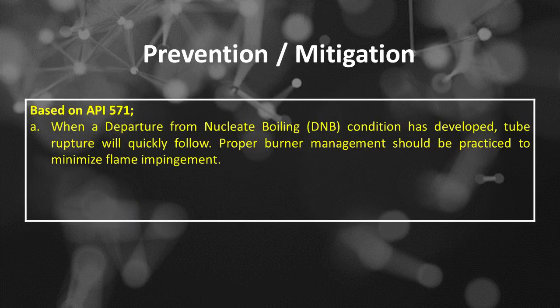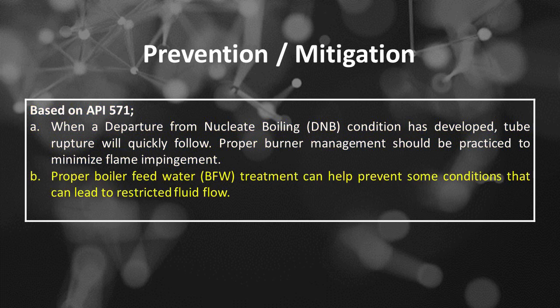Prevention and mitigation of steam blanketing damage mechanisms based on API 571. The first is when a departure from nucleate boiling, or DNB, condition has developed, tube rupture will quickly follow. Proper burner management should be practiced to minimize flame impingement. The second is proper boiler feed water, or BFW, treatment can help prevent some conditions that can lead to restricted fluid flow. The third is tubes should be visually inspected for bulging.